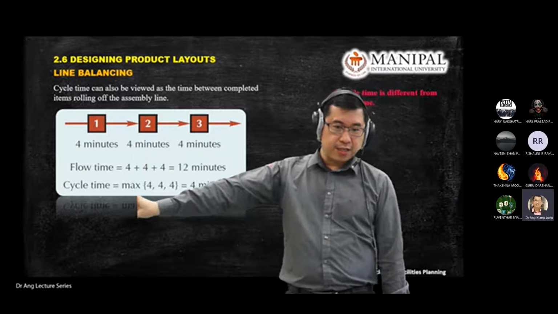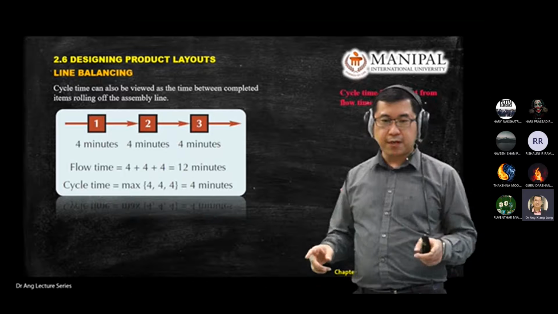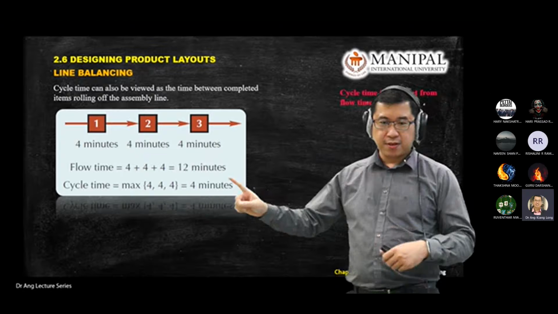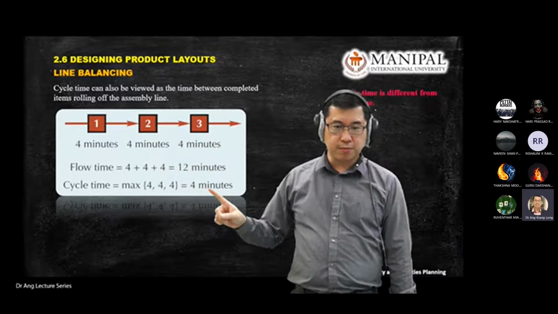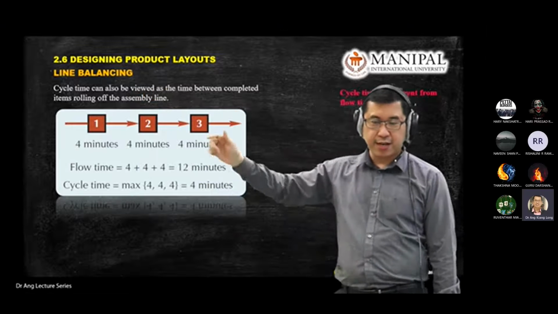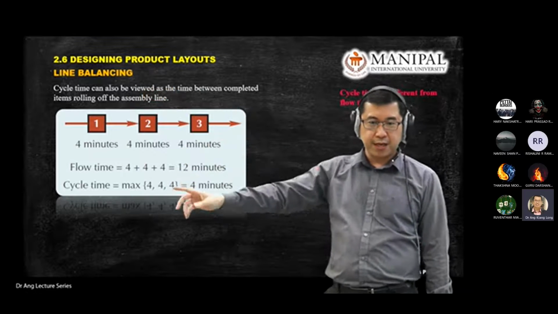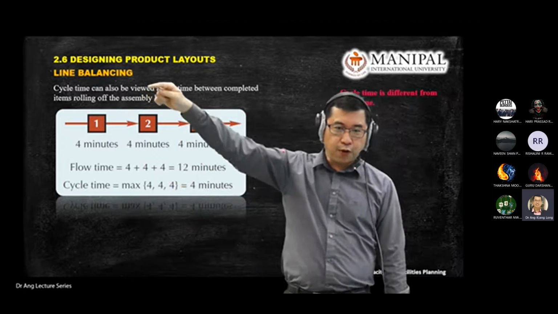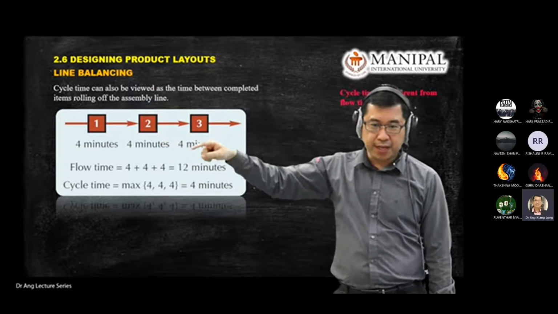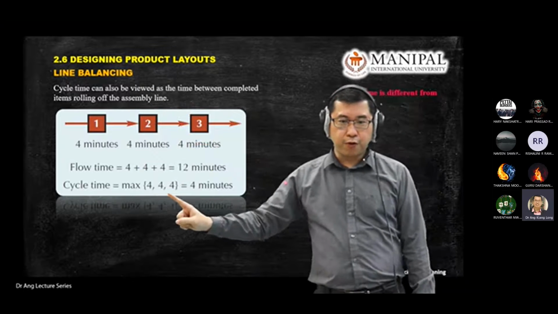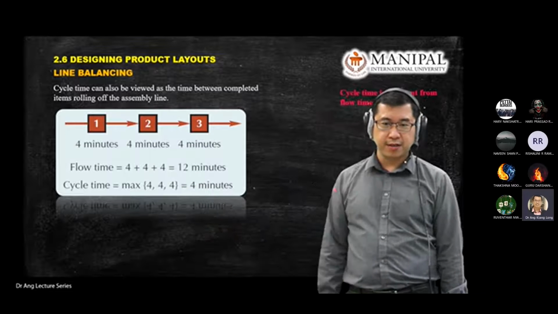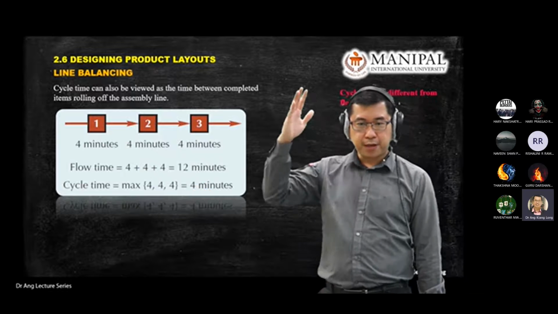However, cycle time is the maximum time in the production flow. In this case, 4 minutes, 4 minutes, 4 minutes, maximum 4. This example you understand, right? I change a little bit this diagram. Let's say you have 4, 4, 9: 4 minutes, 4 minutes, 9 minutes. Your cycle time is 4, 4, 9. Choose the maximum. Maximum is not 4 minutes, but 9 minutes. You choose the upper limit of the time.